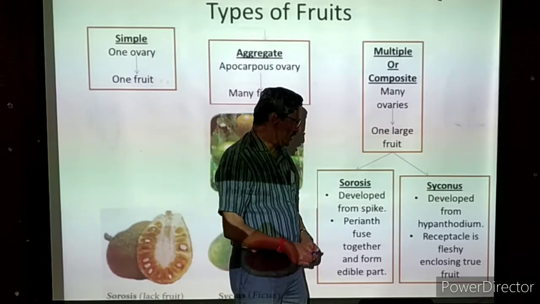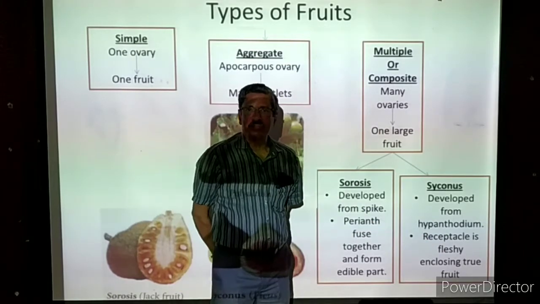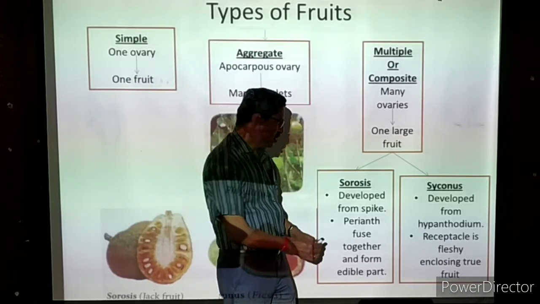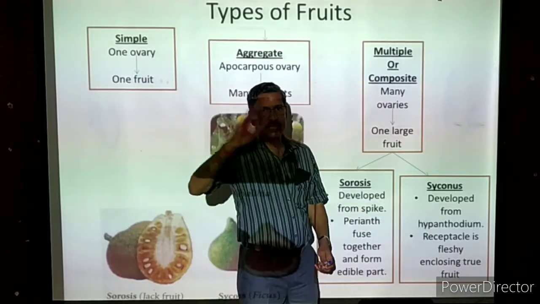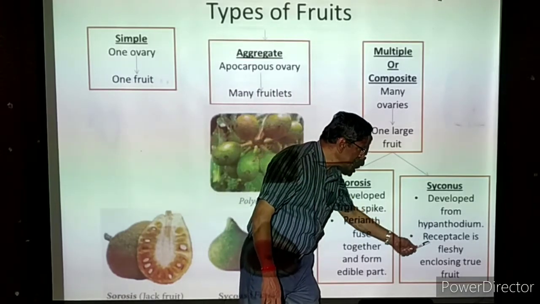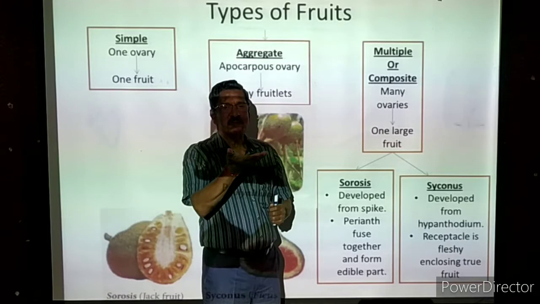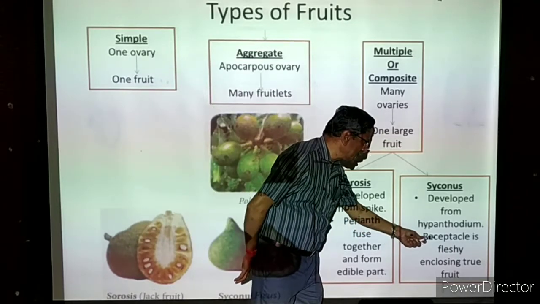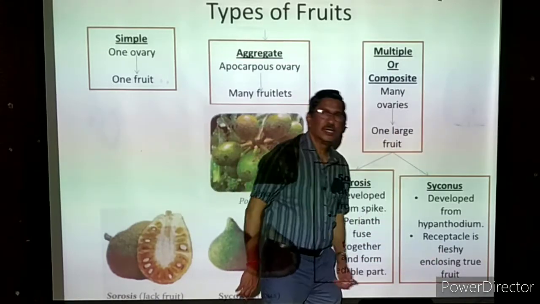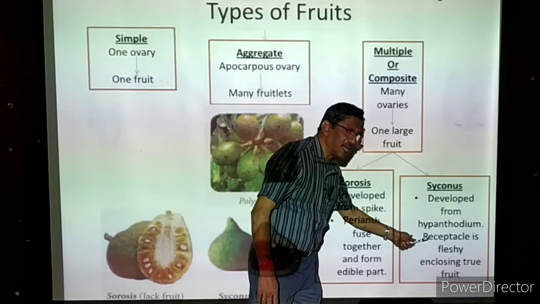Next we are coming to syconus. The syconus develops from hypanthodium, another type of inflorescence. It comes under special inflorescence. If you see the slide of this special inflorescence again, you can understand this. What is the receptacle? The tip of the thalamus is flattened and that is called a receptacle. The receptacle is fleshy and it encloses the true fruit. The true fruit will be reduced, but the fleshy part is covering it. The fleshy part is the receptacle.